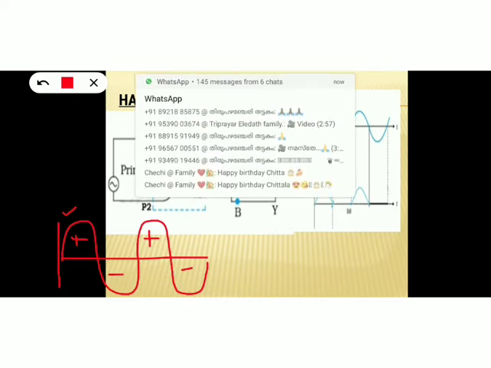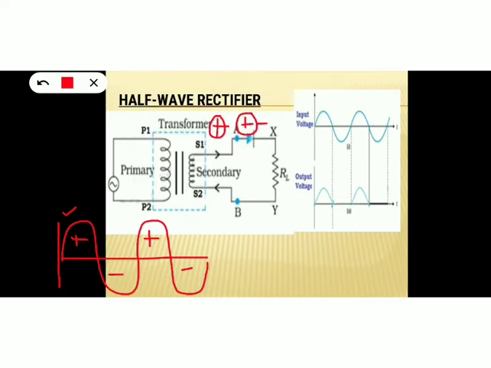That means the diode is forward biased. And whenever the diode is forward biased, the diode will conduct current. And that current is represented like this, or voltage is represented like this. So during the positive half cycle of AC, there will be a positive output at the load resistance RL, and that is represented by this peak.